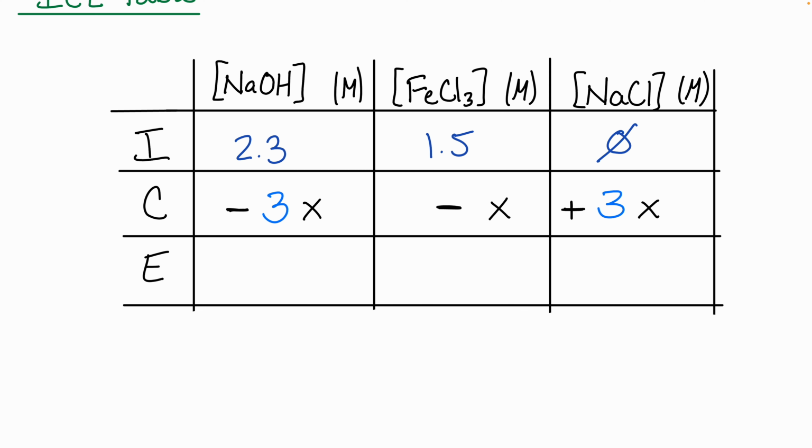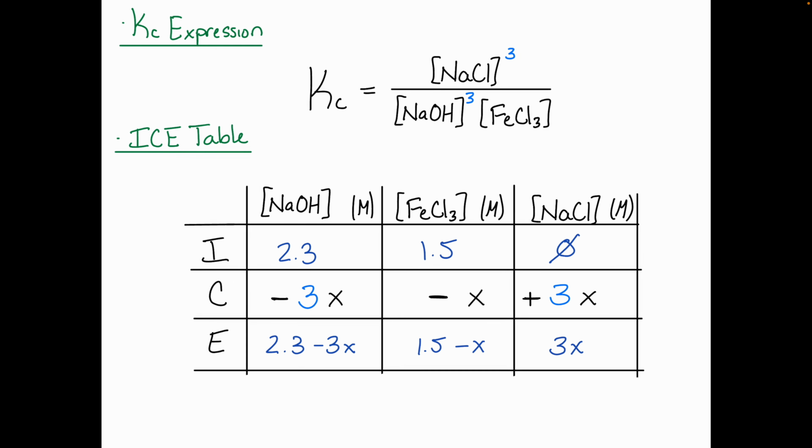Okay, so then we're going to sum up for our equilibrium box. We're going to sum up those first two rows. So we get 2.3 minus 3x, 1.5 minus x, and 3x. Okay. And once we get x, we can turn around and plug that all back into our problem here, because again, that's what these equilibrium boxes correspond to, these concentrations at equilibrium.